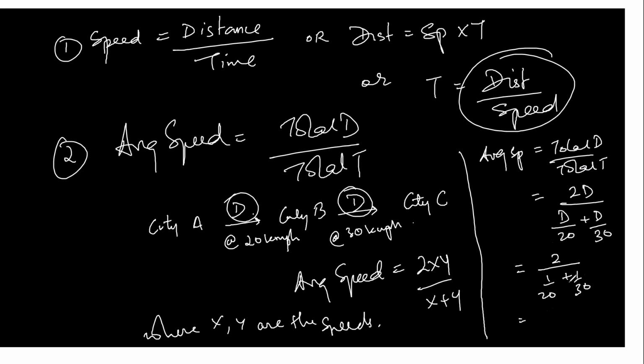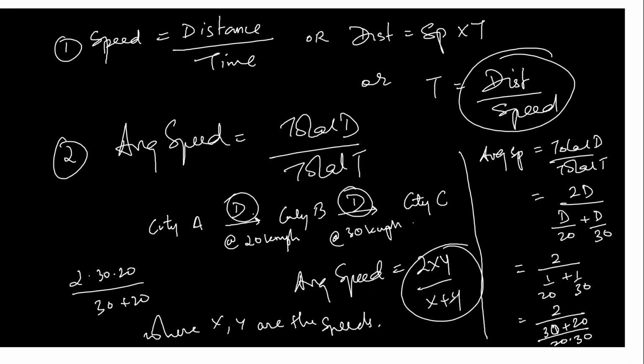Now, if I use not the LCM, but simply 20 into 30 instead of 60, then 20 goes into 20 into 30, 30 times, and 30 goes into 20 into 30, 20 times. So what is the formula we finally get? We get twice 30 into 20 at the top, upon 30 plus 20, which is nothing but twice xy upon x plus y.